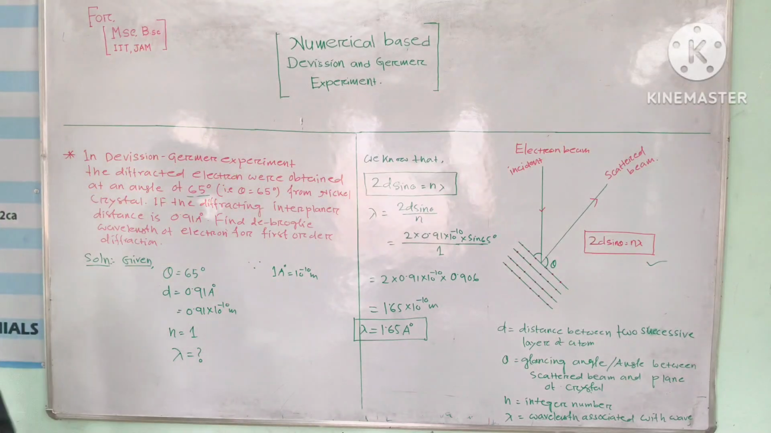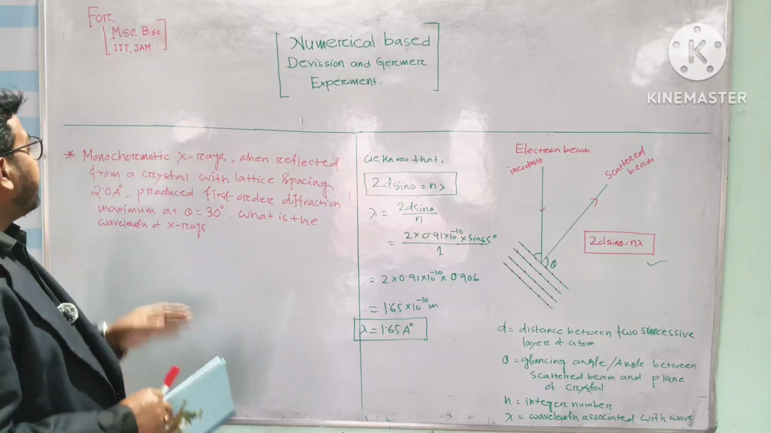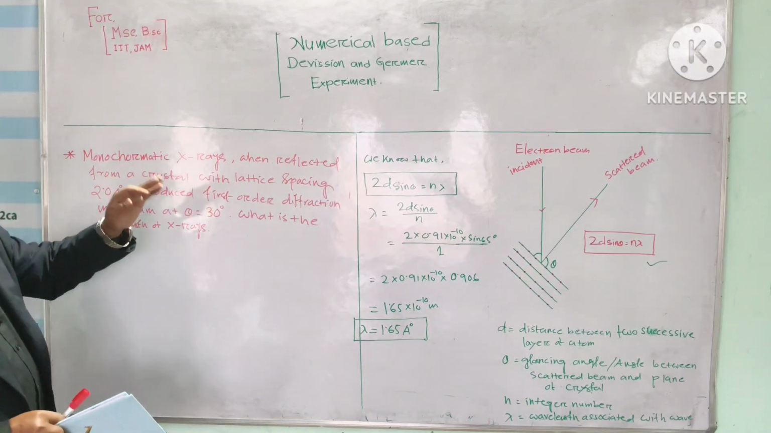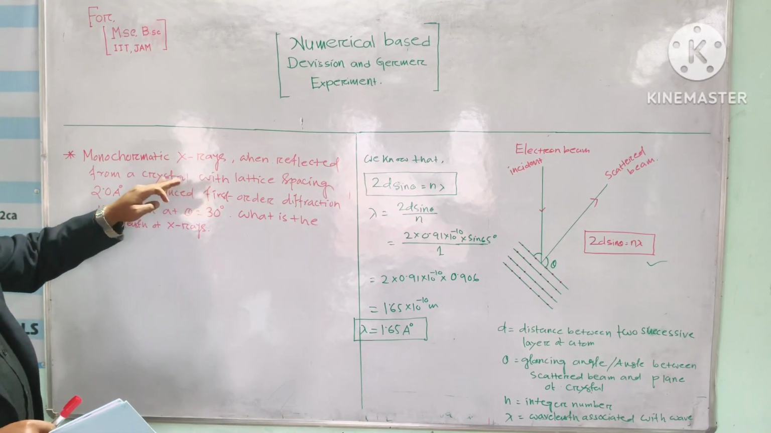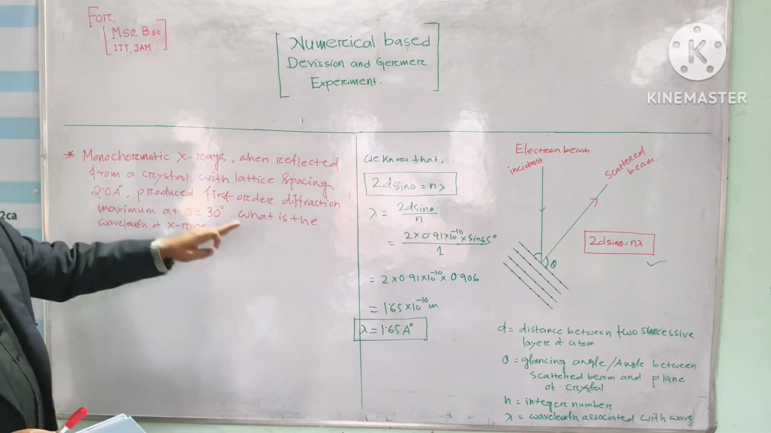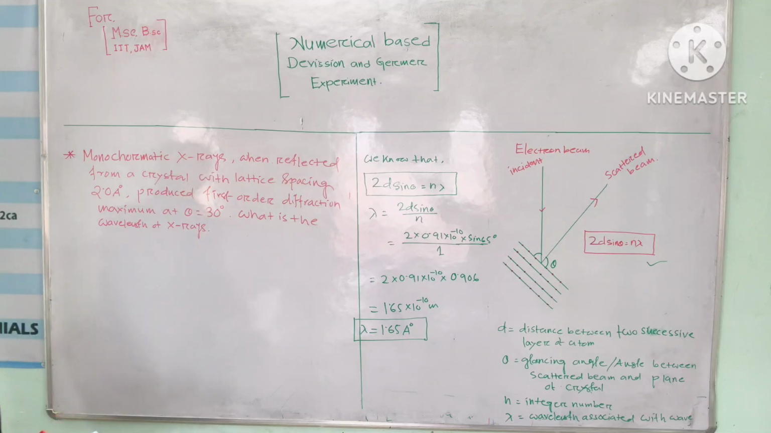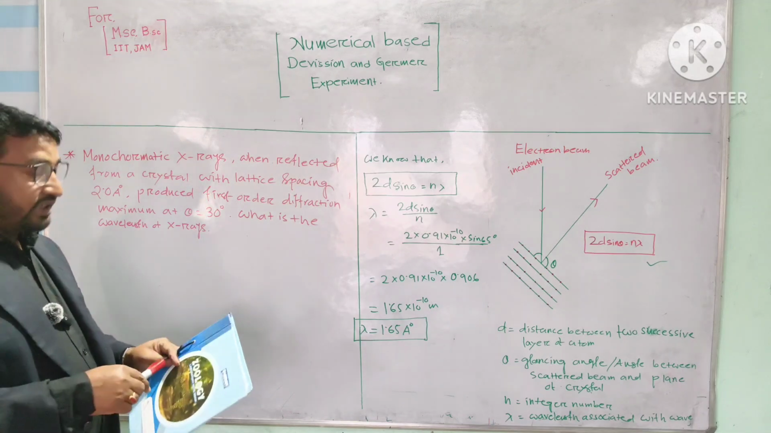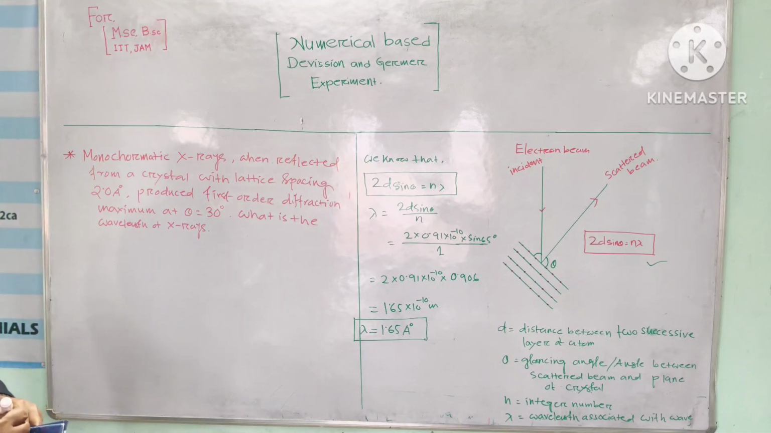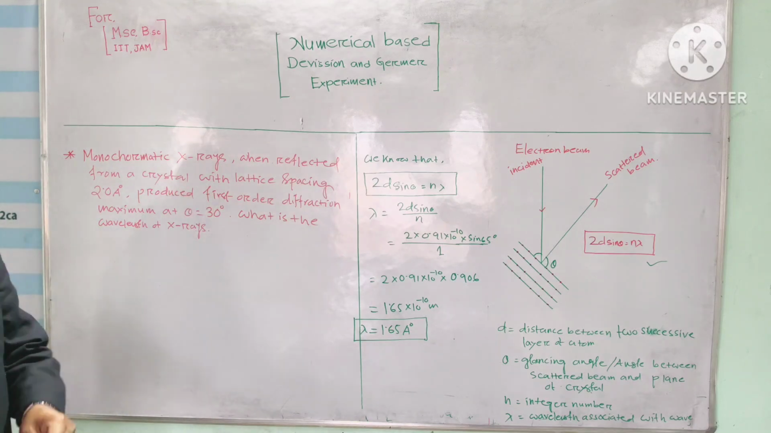Okay, our next problem is: monochromatic X-rays when reflected from a crystal with a lattice spacing of 2.0 angstrom produced first order diffraction maximum at an angle theta equal 30 degree. What is the wavelength of the X-ray? So this is also based on Bragg's equation, or Bragg's law. Solution: the given information of this question.